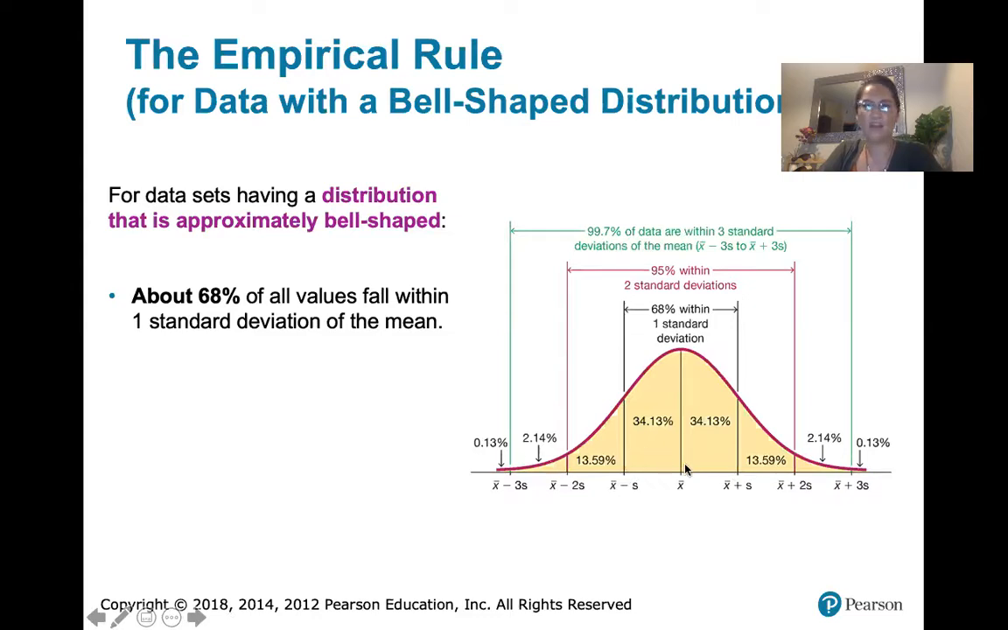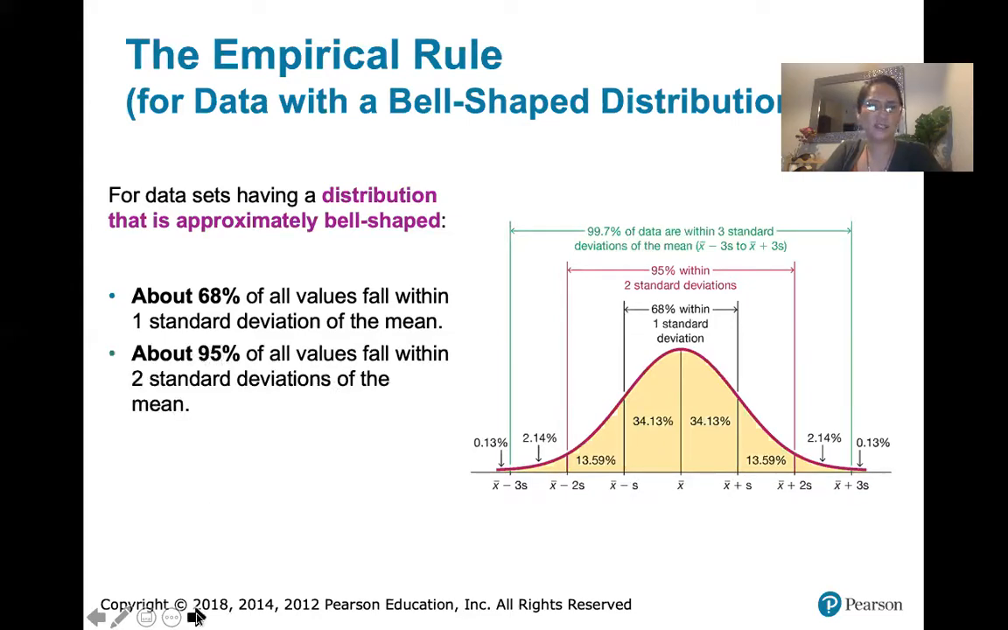mean. If we start at the mean and then we add and subtract 2 standard deviations, it turns out that 95% of all data values will lie within 2 standard deviations of the mean if the data is approximately normal, or the distribution is approximately normal or bell-shaped.